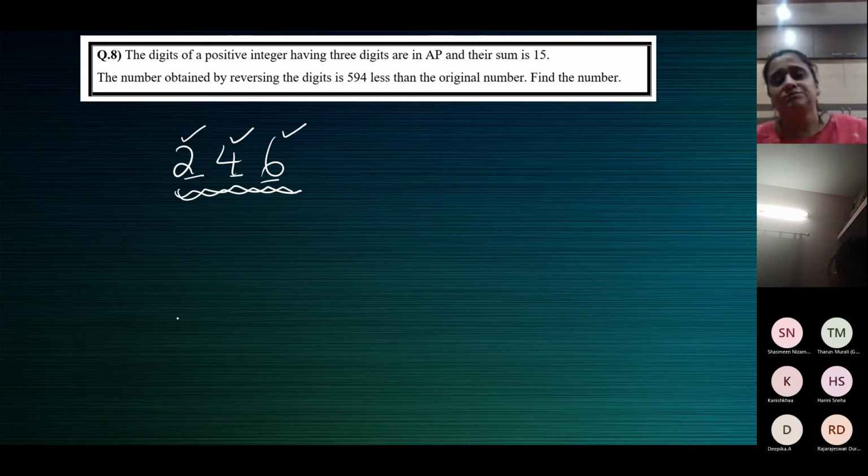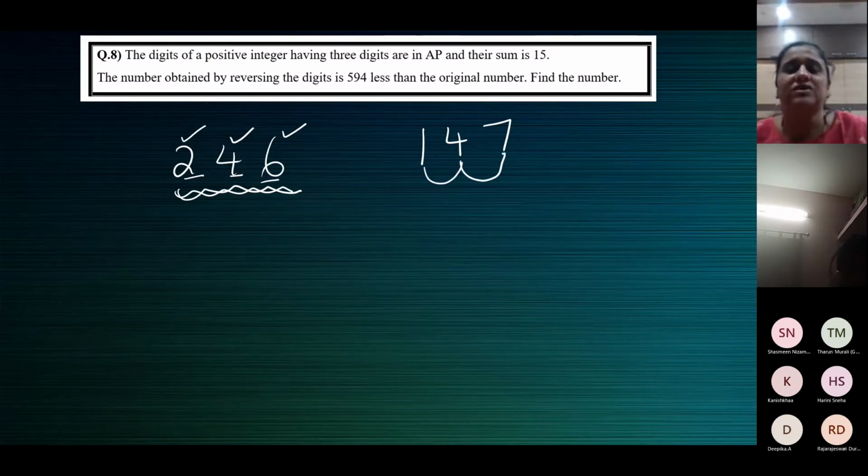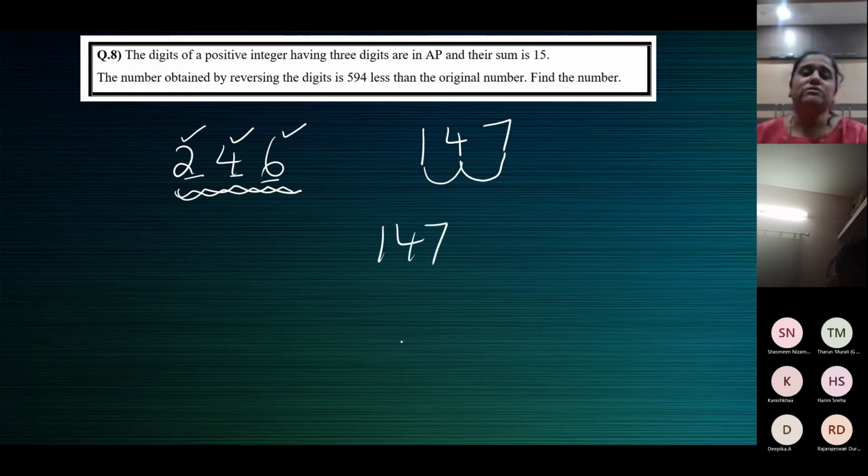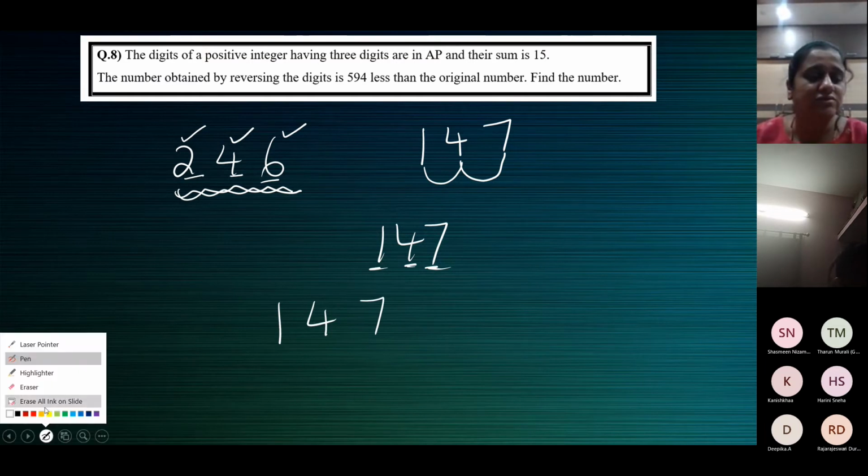Understand the question, children? Now look at 147. The digits are in AP. 1 plus 3, 4. 4 plus 3, 7. Understand? 147 is a 3-digit number. The digits are 1, 4, and 7. And the digits are in AP. 1 plus 3, 4. 4 plus 3, 7. That is what is given in the first sentence.